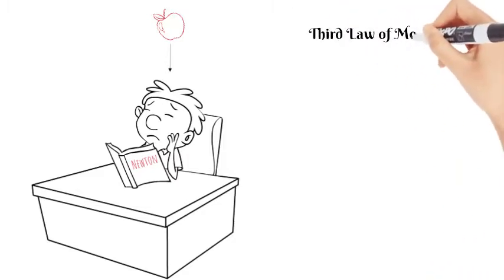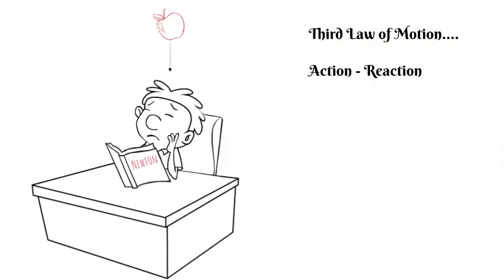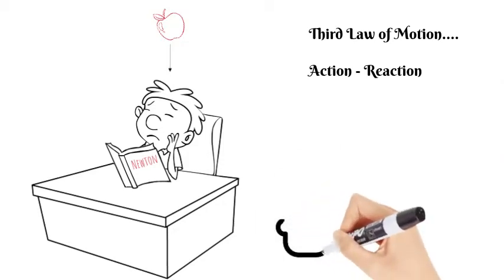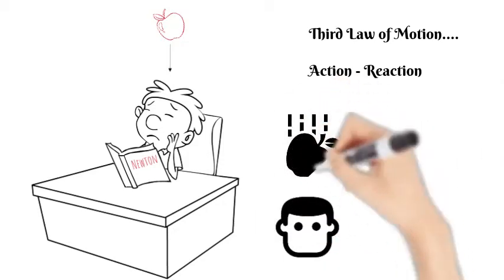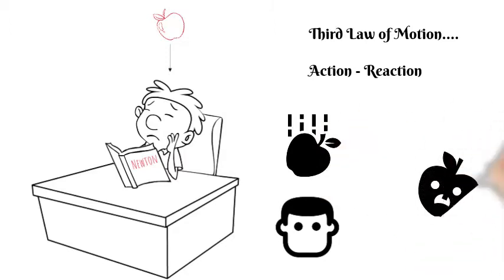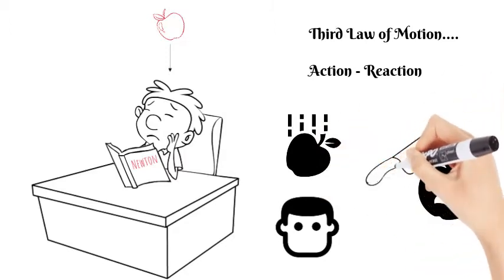So Newton, in his third law of motion, says something about action and reaction. Basically, what he wanted to say was, if an apple falls on your head, then the apple meets a knife and gets chopped. Well, something like that.